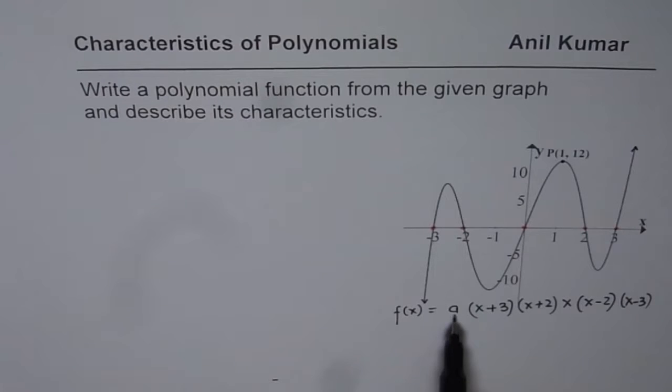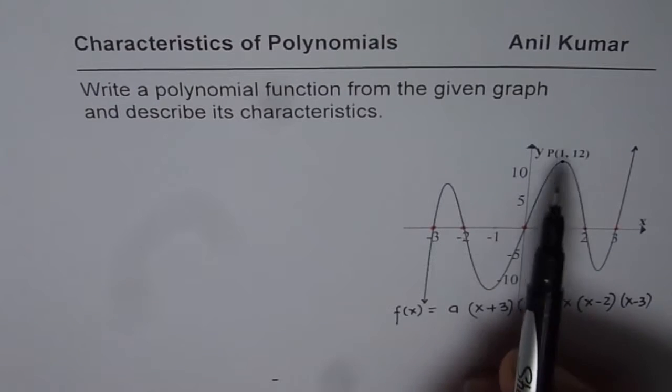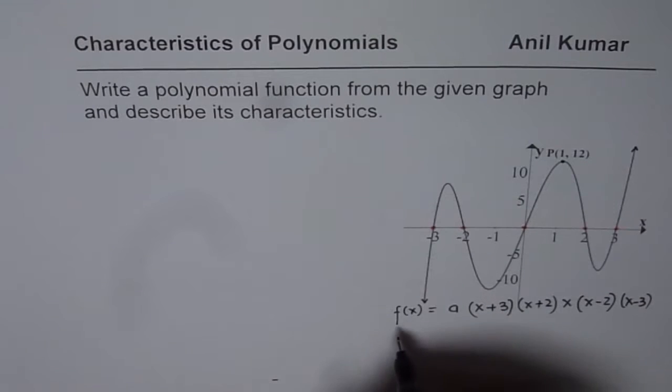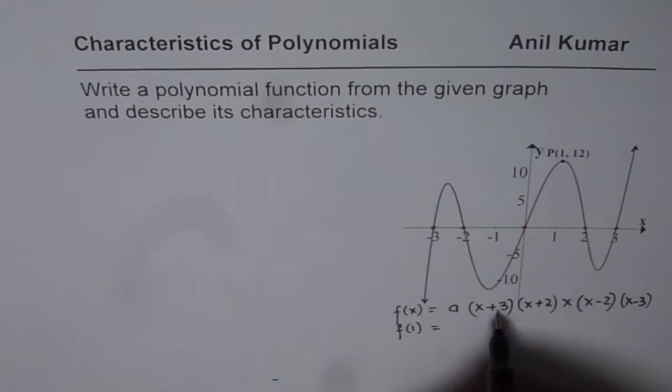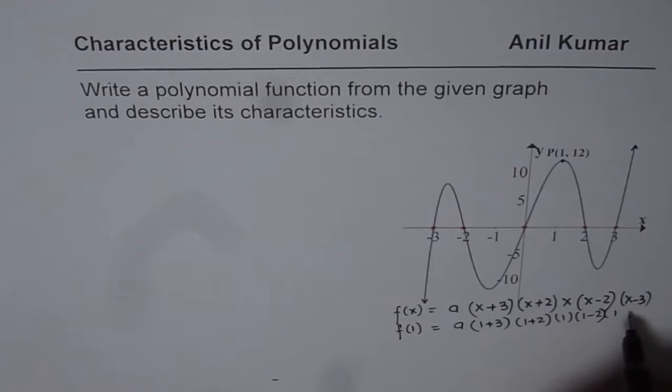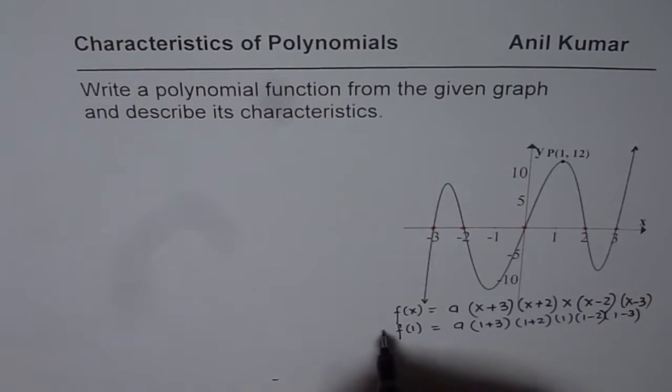We need to find a, which we can find using the point P, which is given to us as (1, 12). That means f of 1 is 12. Substitute 1 for x, so we get a times (1 plus 3) times (1 plus 2) times 1 times (1 minus 2) times (1 minus 3), and this should be equal to 12. The value there is 12, correct? So that helps you get the value of a.